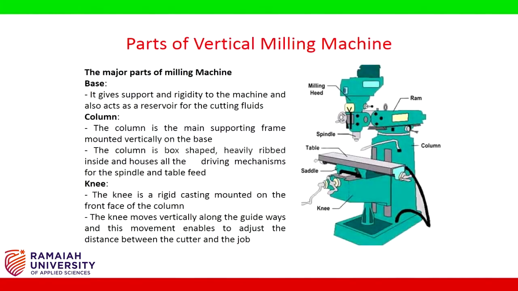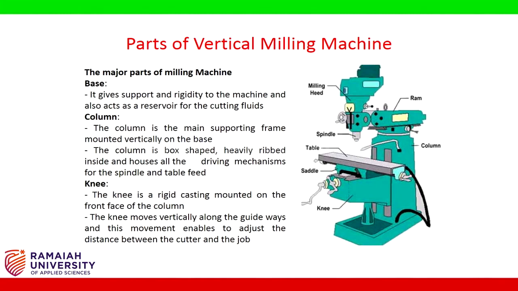Parts of a vertical milling machine. The major parts of a milling machine are, namely, base. It gives support and rigidity to the machine and also acts as a reservoir for the cutting fluids. Column. The column is the main supporting frame mounted vertically on the base. The column is box-shaped, heavily ribbed inside, and houses all the driving mechanisms for the spindle and table feed.